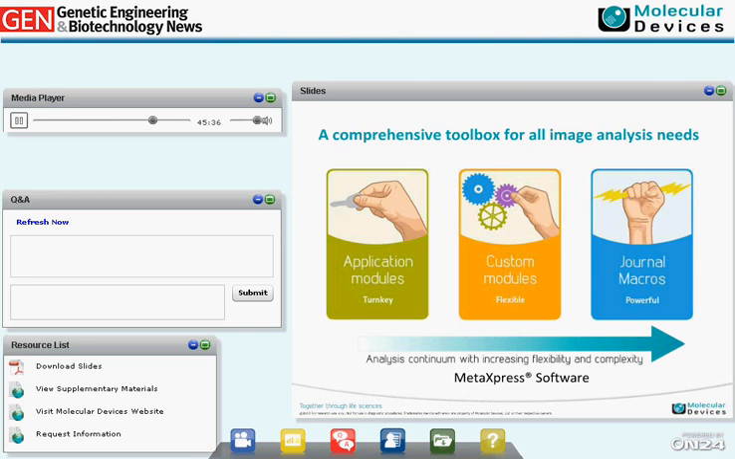To analyze your images once they're acquired, we offer a comprehensive toolbox of image analysis tools, ranging from pre-configured turnkey application modules on one end of the spectrum to our very powerful journaling macros that allow for extremely exquisite custom analysis. Bridging those two capabilities, we also offer now the capability to build custom modules with our custom module editor, providing unrivaled flexibility across the entire analysis continuum.